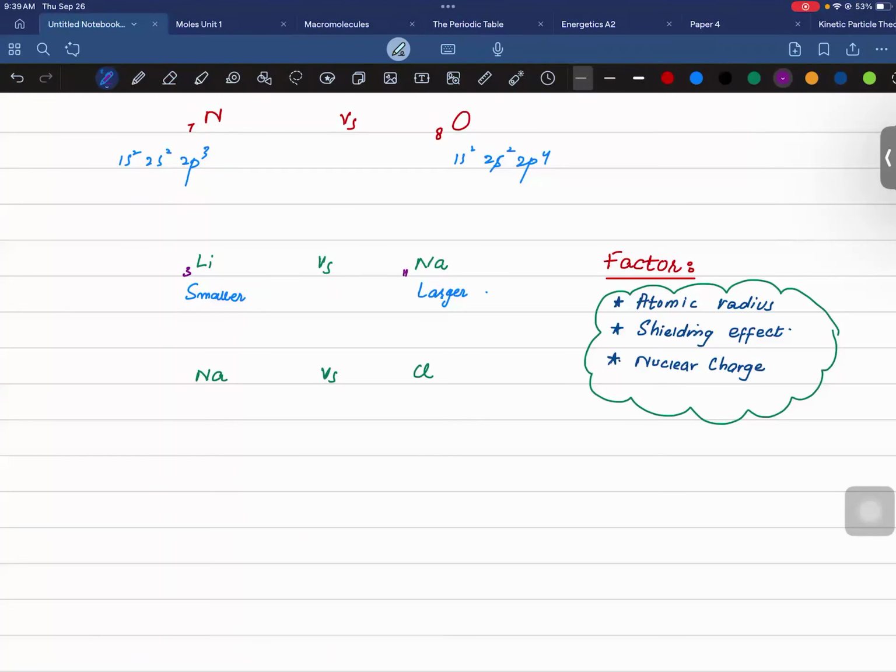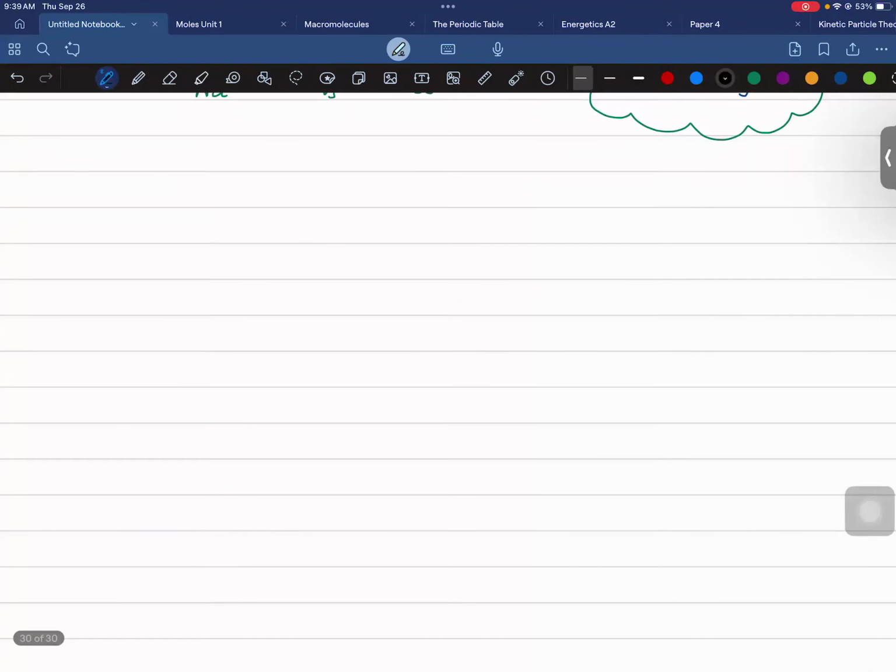So these are the factors that you would be considering when the examiner asks you to compare the ionization energies of different elements. Okay. Yes, exactly. These are the factors that you would always consider when the examiner asks. Okay, then moving towards structure and bonding.